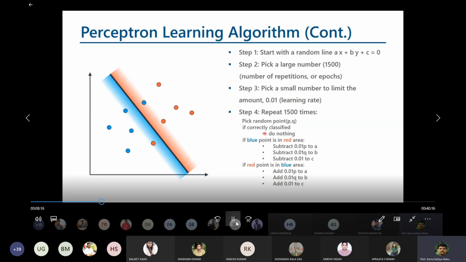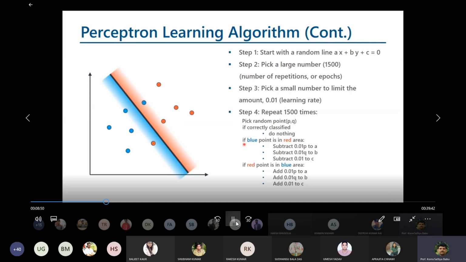Now you are picking a random point, for example, this is the point. If a blue point is in the red area, like this blue point in this region, it is not correct, right? So if correctly classified, then do nothing. If not correctly classified, then something has to be done. As I said, the perceptron is only for binary classification, and for data which are linearly separable, as we discussed earlier.